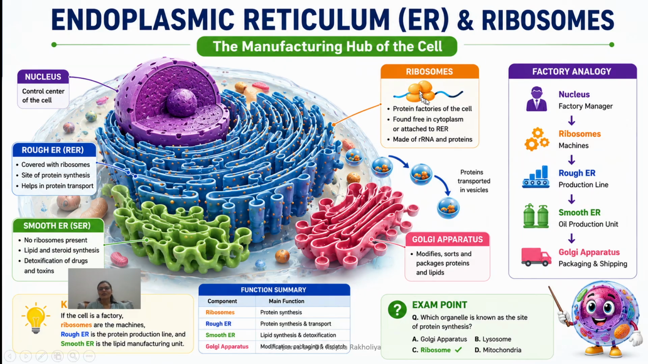Then we discuss the ribosome. We already discussed that the ribosome is present on the endoplasmic reticulum, and it is also present freely in the cytoplasm. It is the protein factory of the cell, and the ribosome synthesizes the protein. It is made up of ribosomal RNA and protein. So this is all about the ribosome.